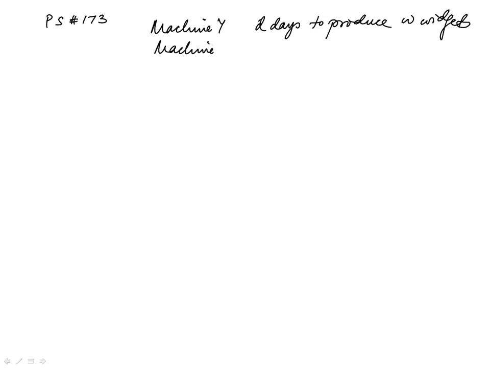So in this problem, let's assume that machine Y takes D days to produce W widgets. And the problem states that machine X takes 2 days longer to produce the same number of widgets. So D plus 2 days to produce W widgets.